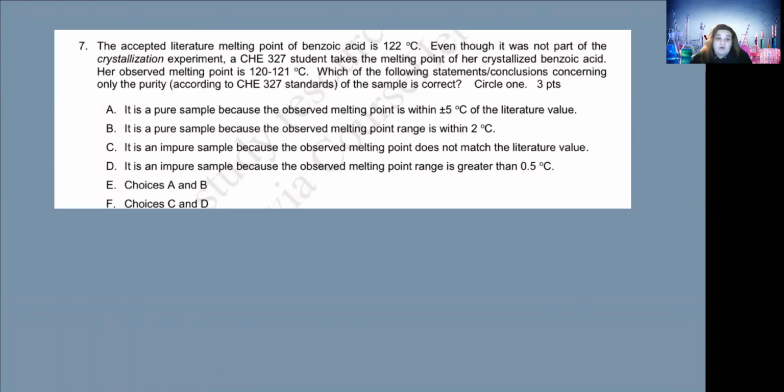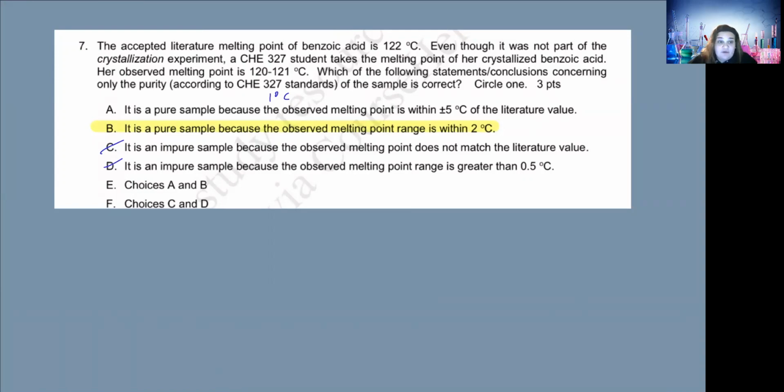Once again, when we are talking about purity, we're focused on the melting point range. Okay, so 120 to 121, that has a range of 1 degree Celsius. So this is a pure sample. Then from there, we can see that it's a pure sample because of B. The observed melting point range is within 2 degrees Celsius. So that's what gives it away here.